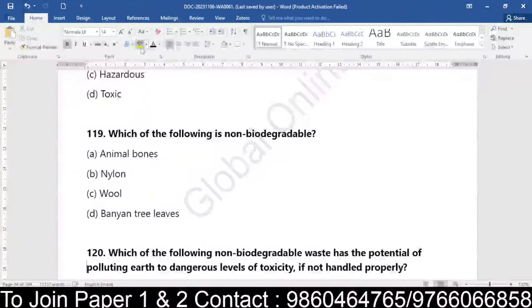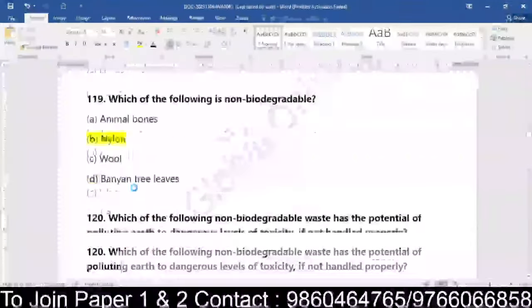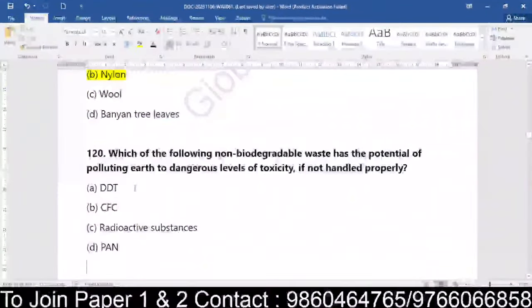Let's see how many of you are able to answer question number 119. Which of the following is non-biodegradable: animal bones, nylon, wool, or banyan tree leaves? We have already started getting answers. The one which is non-biodegradable is option B, nylon. Very good. Coming to question number 120.